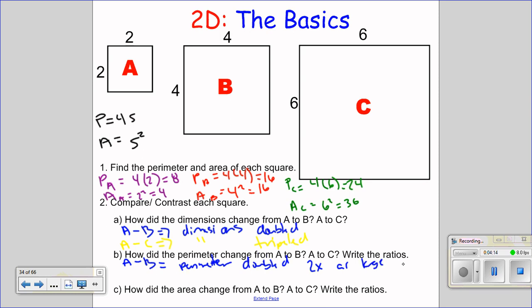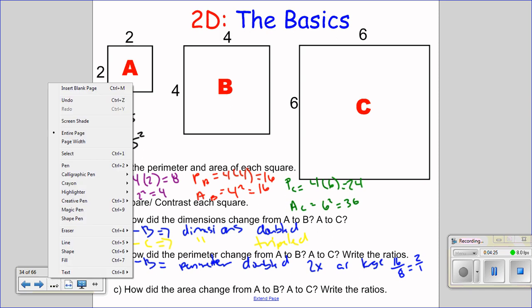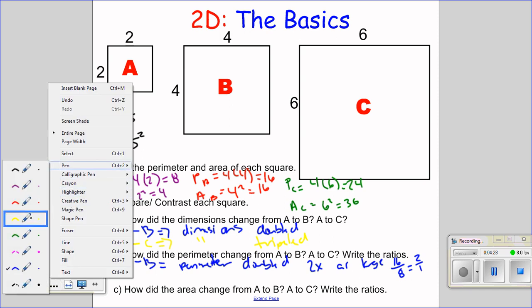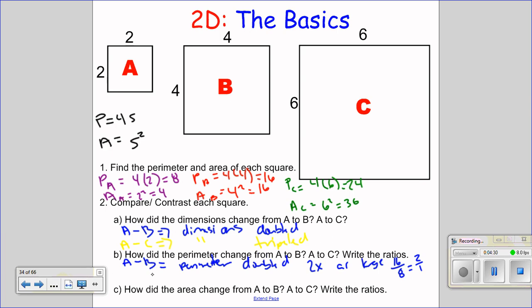It wants us to write the ratio of perimeters. So the ratio would be 16 to 8. And if I reduce that, that's 2 to 1. Now for A to C, the perimeter for C was 24. And 24 is 3 times as large as 8. So it also tripled. So 3 times as large. And the ratio would be 24 over 8, which reduces to 3 over 1.